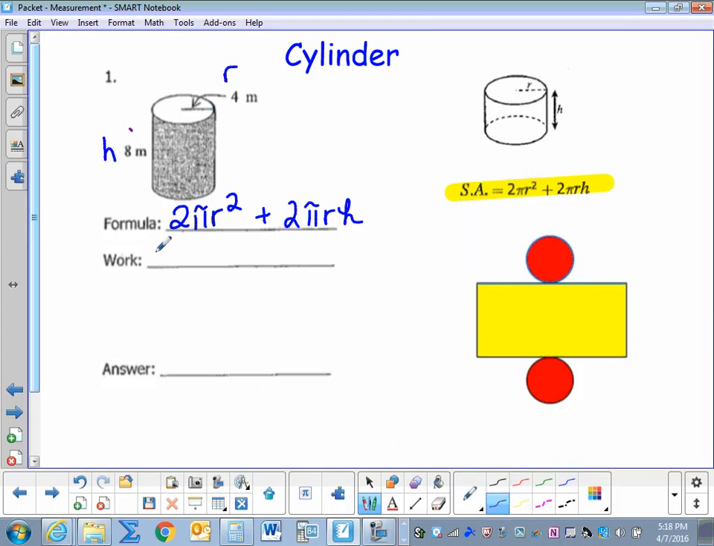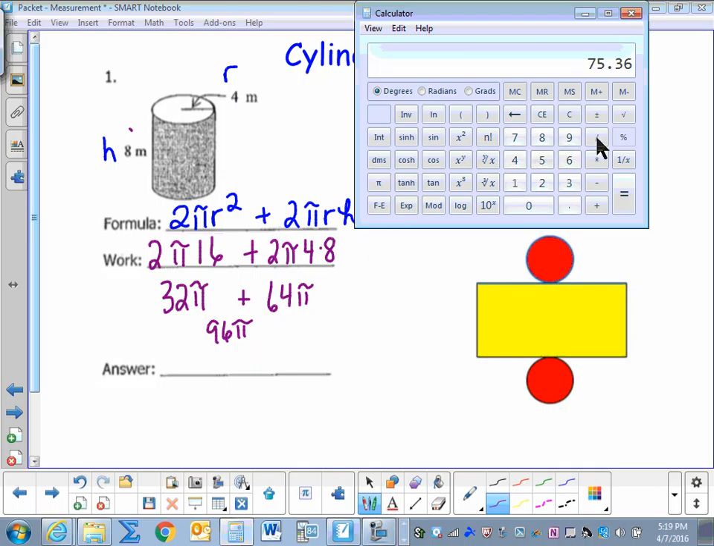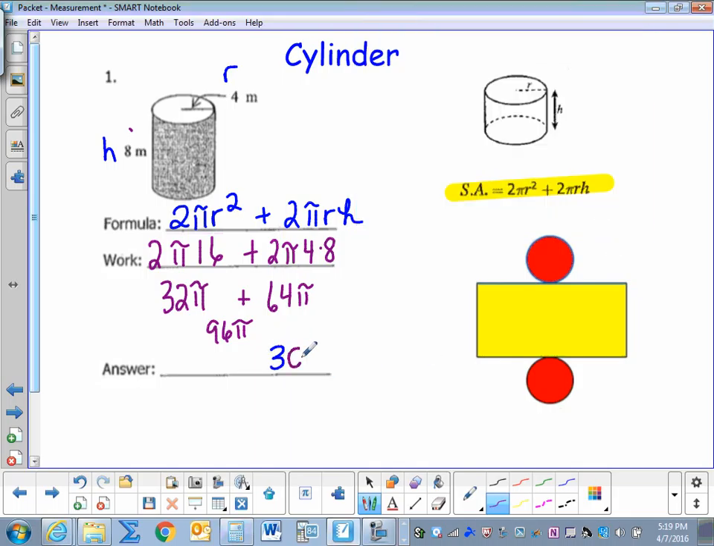Now let's substitute the numbers in. 2 times pi, the radius squared, so 4 squared is 16. 2 times 16 is 32, so 32 pi plus 2 times pi times the radius of 4 and the height of 8. 8 times 4 is 32, times 2 is 64, so 64 pi. 32 pi plus 64 pi is 96 pi. 96 times 3.14 is 301.44. And that's square meters.